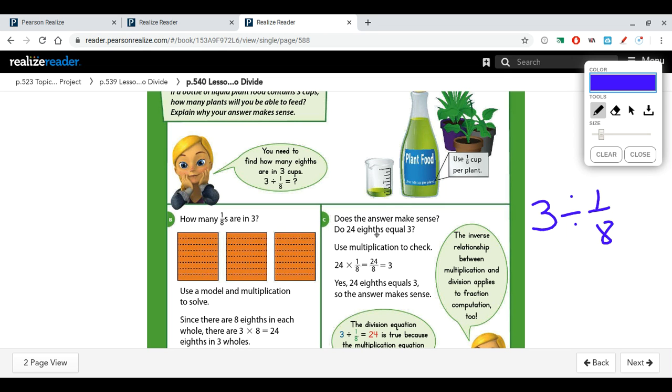So here's how I can check it using multiplication. 3 divided by 1/8 is going to be 24, because I have 24 pieces in the 3. Again, notice that what we did was 3 times 8, and that's how we ended up with 24. All right, let's go ahead and look at the bottom problem.